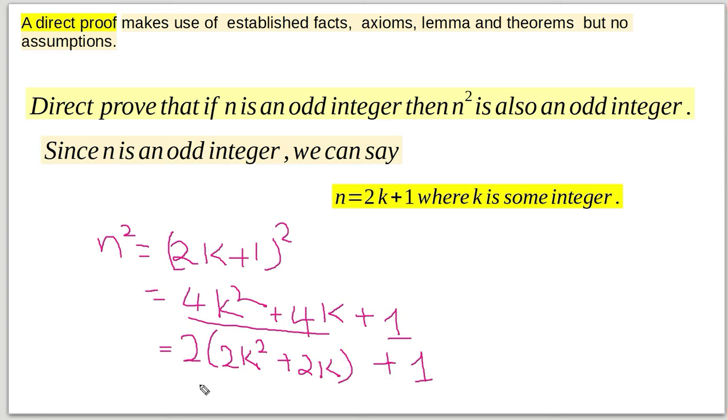So you see that this is also an odd integer. So we have proved directly that if n is an odd integer, then n squared is also an odd integer.